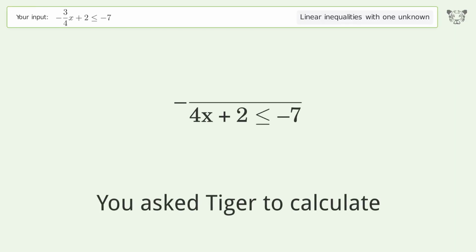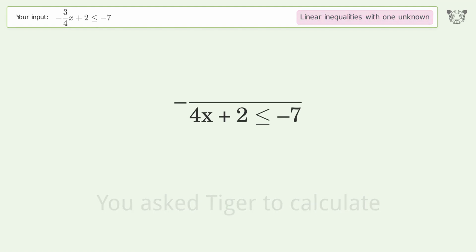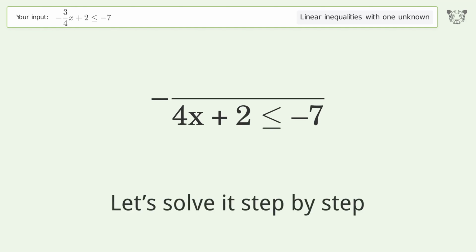You ask Tiger to calculate. This deals with linear inequalities with one unknown. The final result is x equal or greater than 12. Let's solve it step by step.